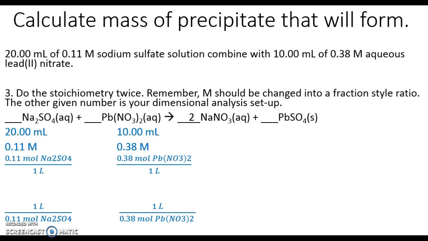Because it's a limiting reactant problem, we're going to need to do the stoichiometry twice. And because this in particular is solution stoichiometry, we need to remember that the capital M for molarity should be changed into a fraction style ratio, and the other given number is going to be the dimensional analysis setup. You can see that underneath each of my givens, I've written the two fraction style ratios that can be created from the molarities that are given.